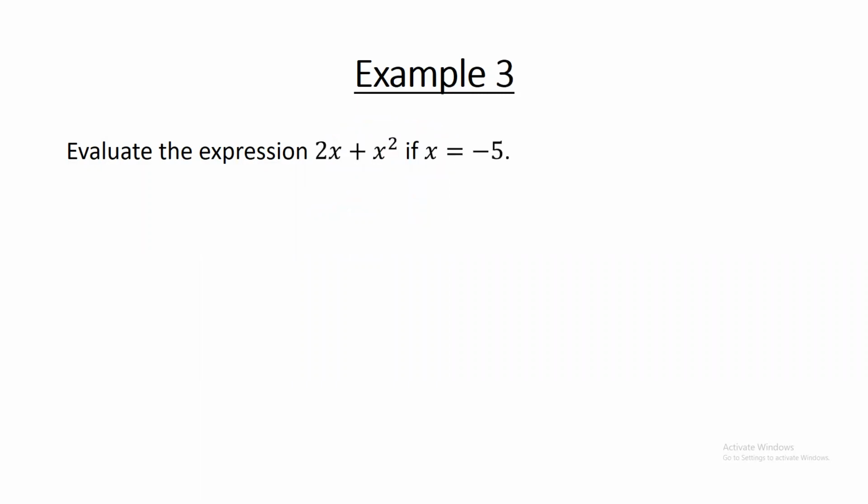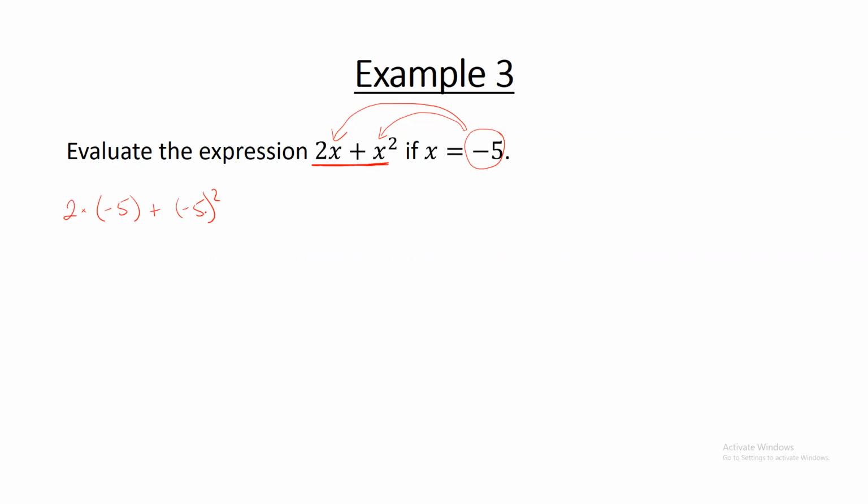Let's take a look at our next example that will illustrate it. Here we want to evaluate 2x plus x squared when x is negative 5, right? So everywhere where we see an x, we will plug in a negative 5. So our expression is now 2x, which is 2 times negative 5, plus x squared, negative 5 squared. This is where we have to be really, really careful.